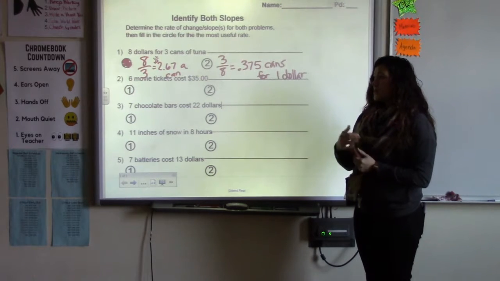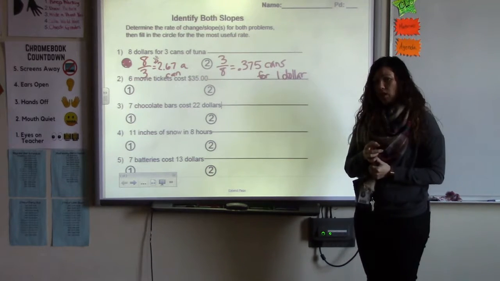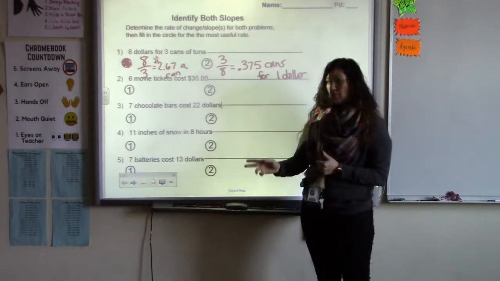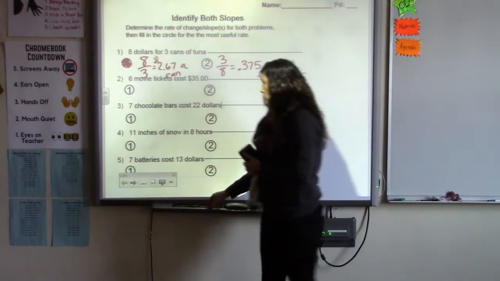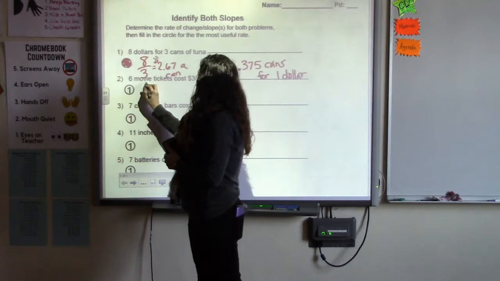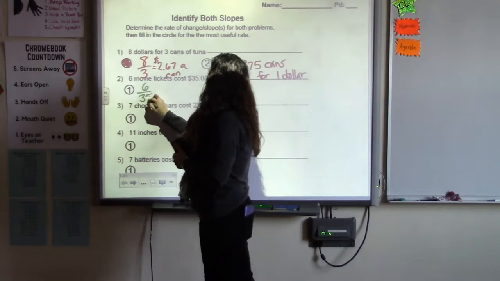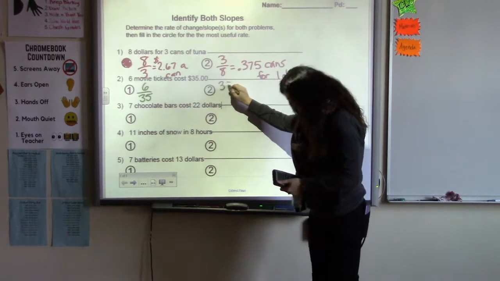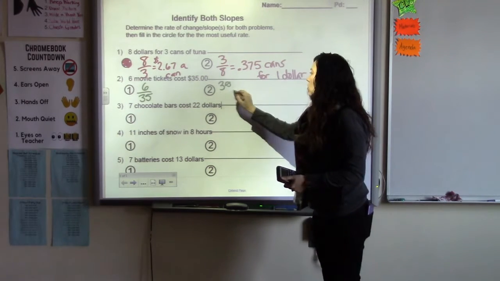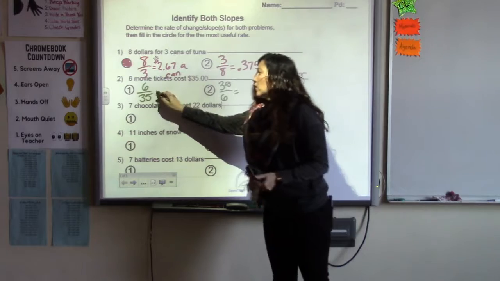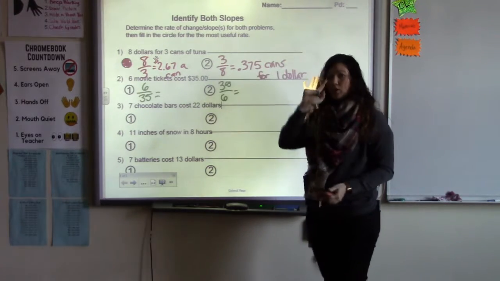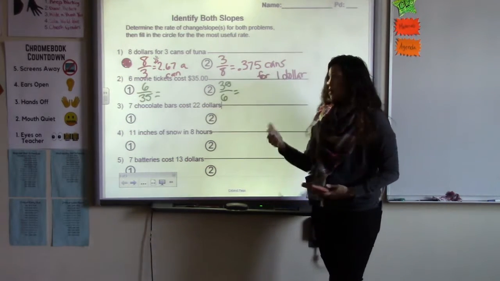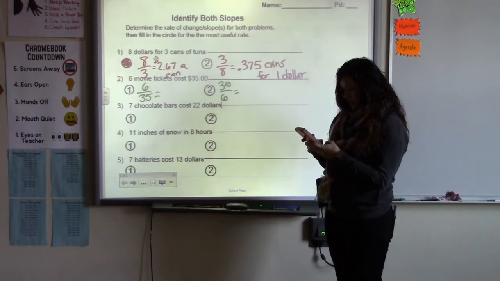Okay, so number 2 says 6 movie tickets cost $35. So again, the first thing you're going to do is write the fraction both ways. So the first fraction's going to be 6 over 35, then the second fraction will just be the reverse of that, 35 over 6. Okay, so now you're going to take your calculator and type those both in. So pause the video so everyone can take the chance to actually get these typed in.